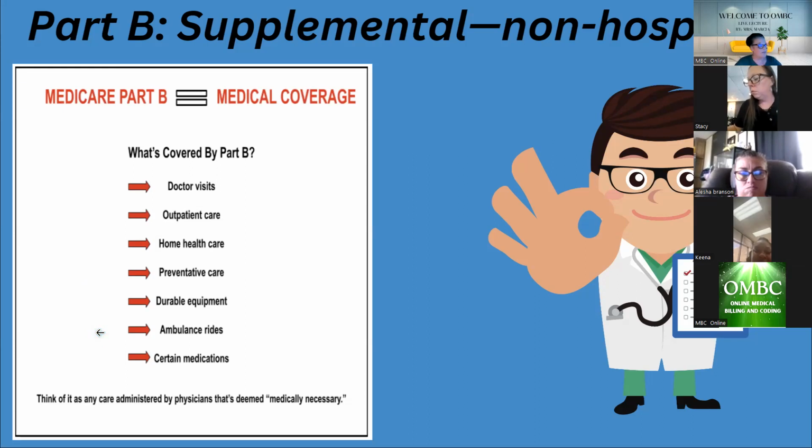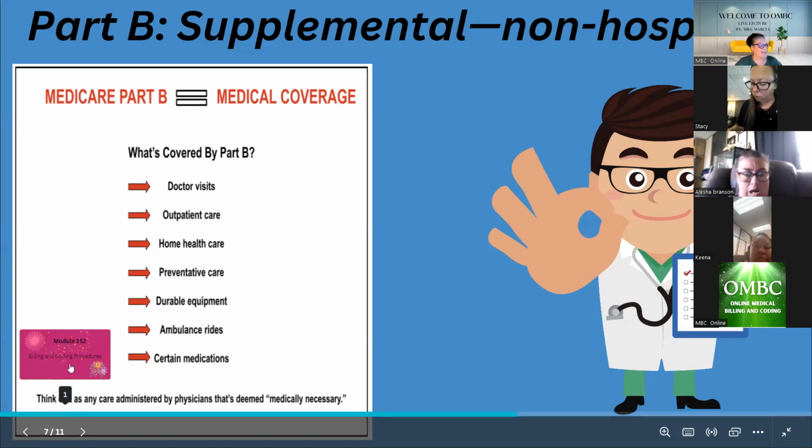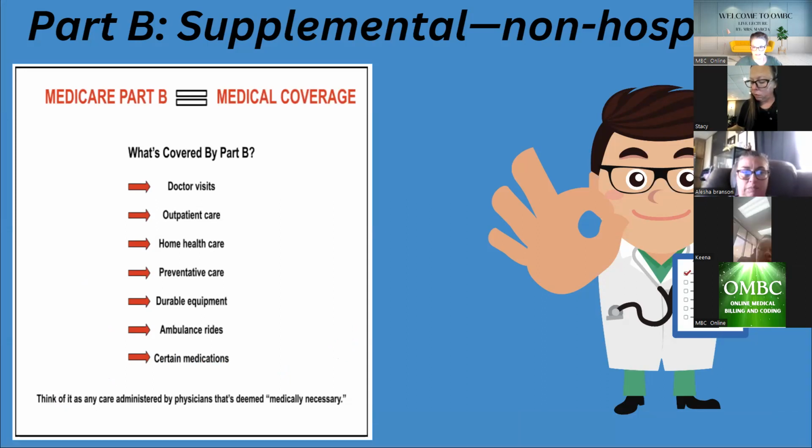Ambulance rides are covered under Part B, and certain medications. Think of it as any care administered by a physician that is deemed medically necessary.